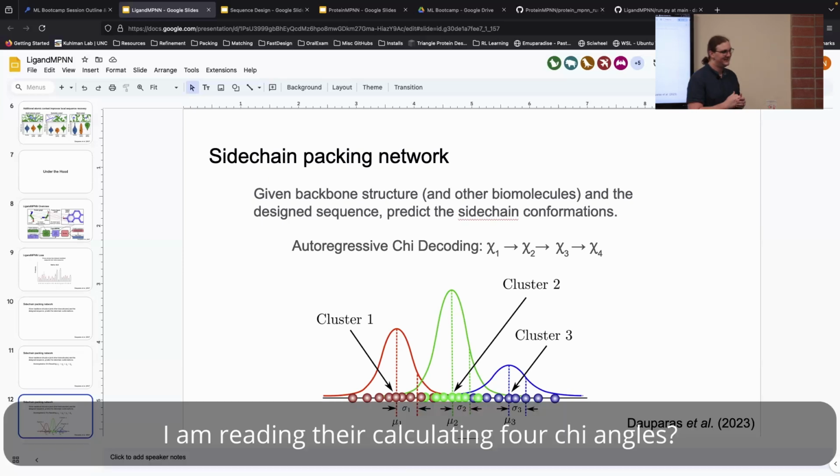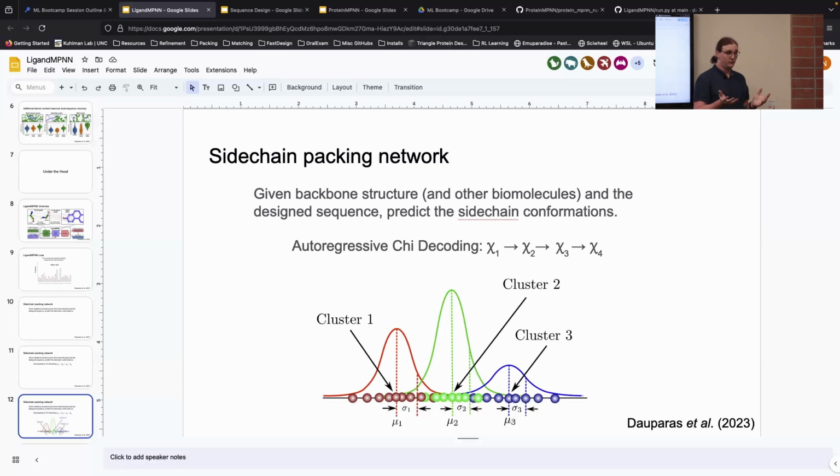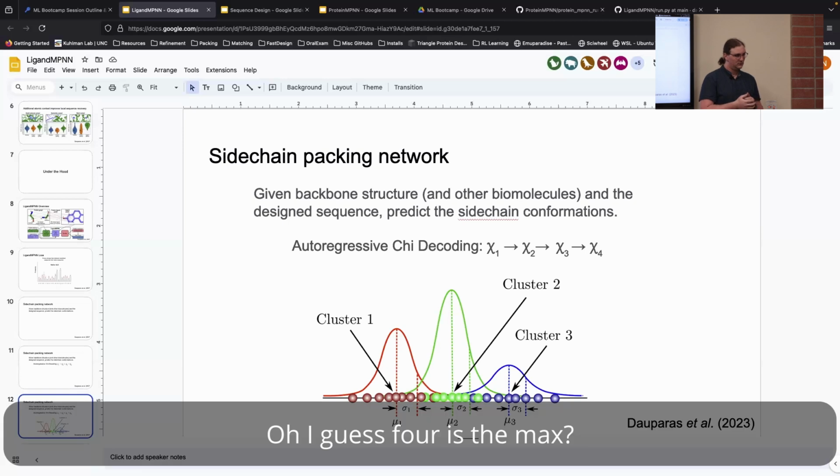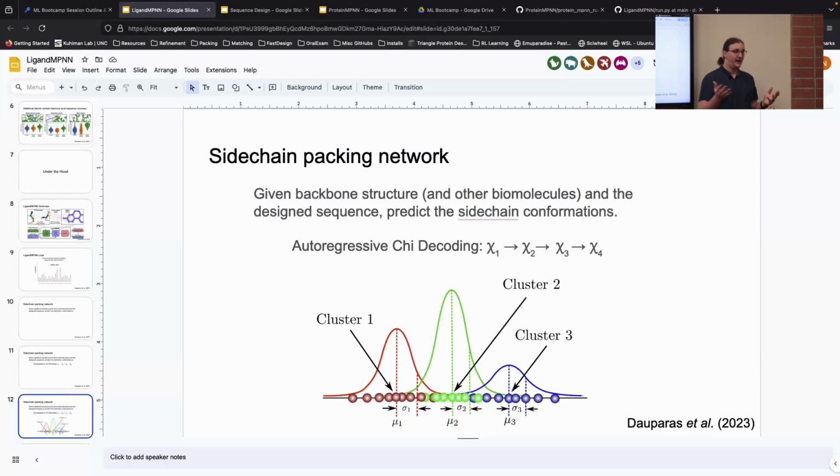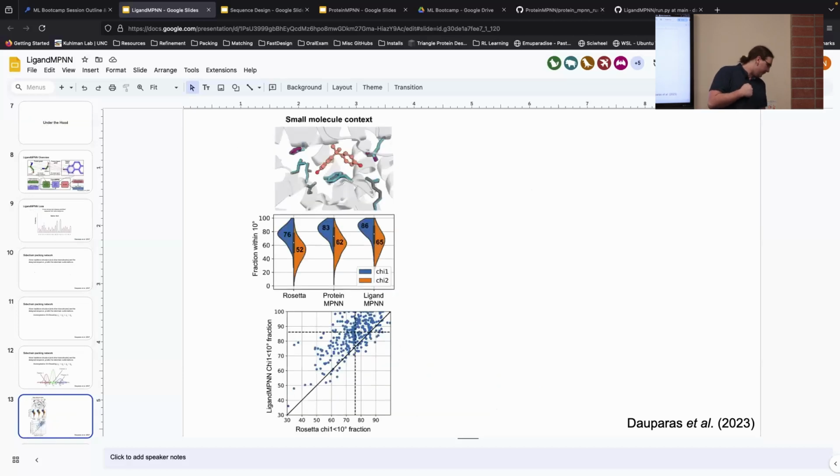I'm just confused. I'm reading they're calculating the four chi angles. Yeah, some residues have 4 chi angles. Sorry? Some residues have 4 chi angles, some have 3, 2, and 1. Oh, I guess 4 is the max. 4 is the max. Not every residue has 4. Right. So if it has up to 4, they predict up to 4. I see. Okay.